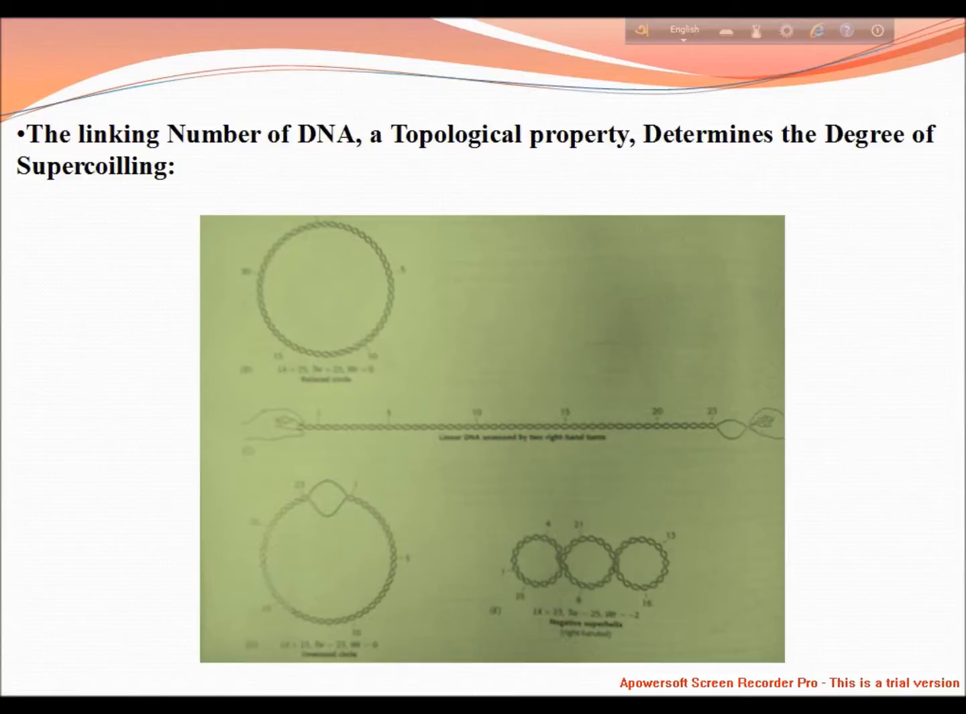A right-handed coil is assigned a negative number, negative supercoiling, and a left-handed coil is assigned a positive number, positive supercoiling.